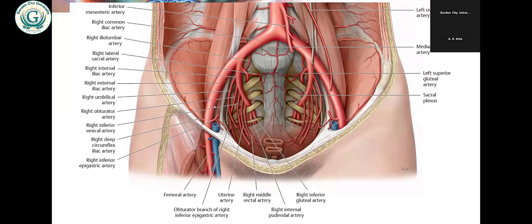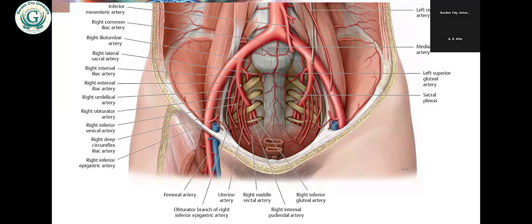The external iliac passes behind the inguinal ligament and becomes the femoral artery. So the femoral artery is a continuation of the external iliac artery at the thigh.